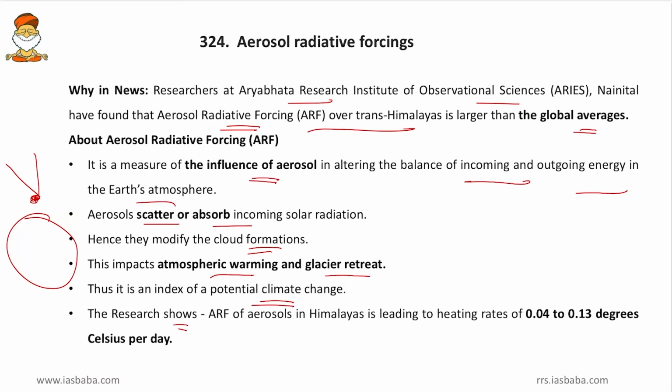And the research shows that the ARF of aerosols in the Himalayas is leading to heating rates of 0.04 to 0.13 degrees Celsius per day. So this is a very high rate of heating and this is well above the global average. So that is why increased ARF over the Trans-Himalayas shows that the Trans-Himalayan ice can melt faster than the world's average. Or in other words, climate change can affect the Trans-Himalayas intensely.